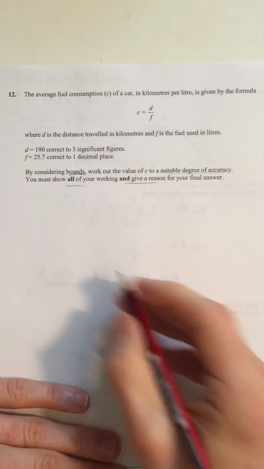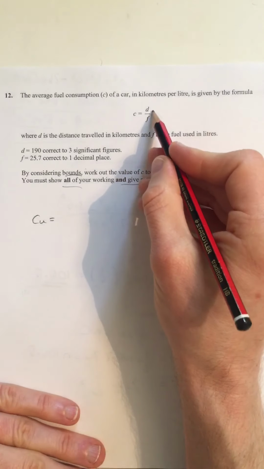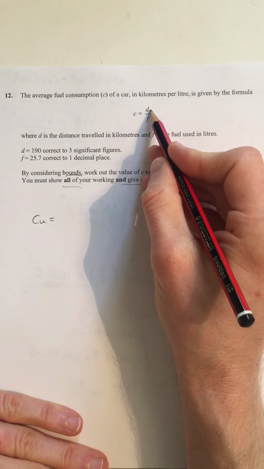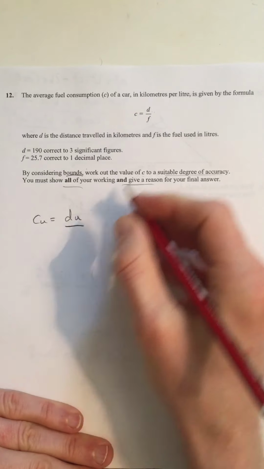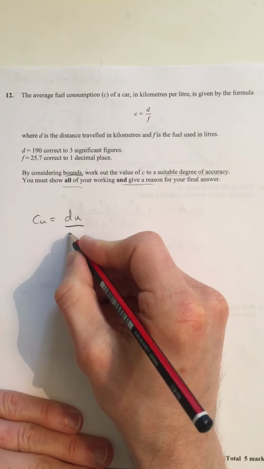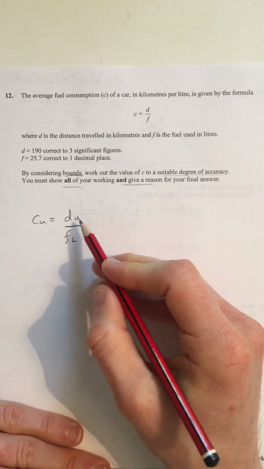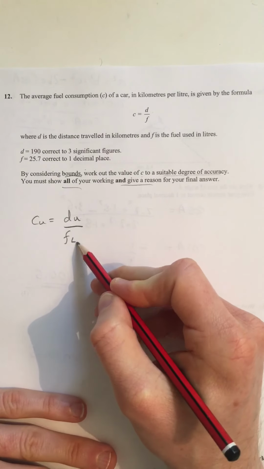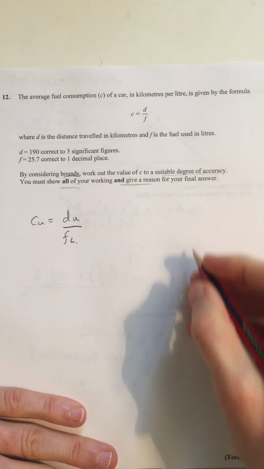Okay, so I want to consider the upper bound of C and the lower bound of C. The upper bound of C, I'll call it CU, will be the upper bound of the distance, so DU, divided by the lower bound of the fuel used. I want to do the biggest that D can be divided by the smallest that F can be. That will give me my biggest answer for C.